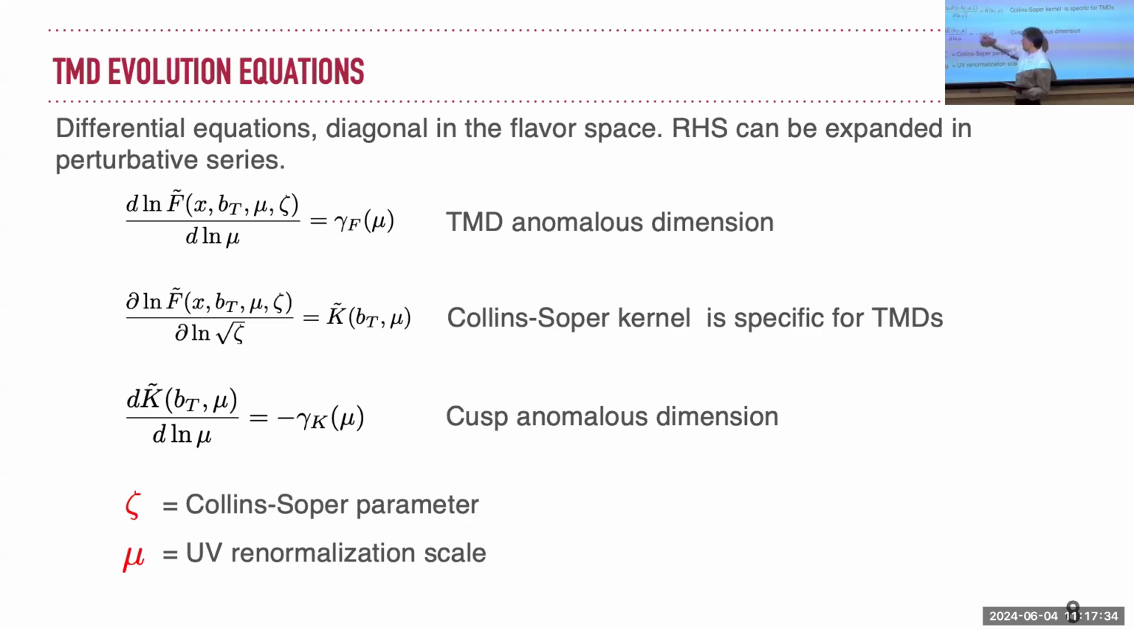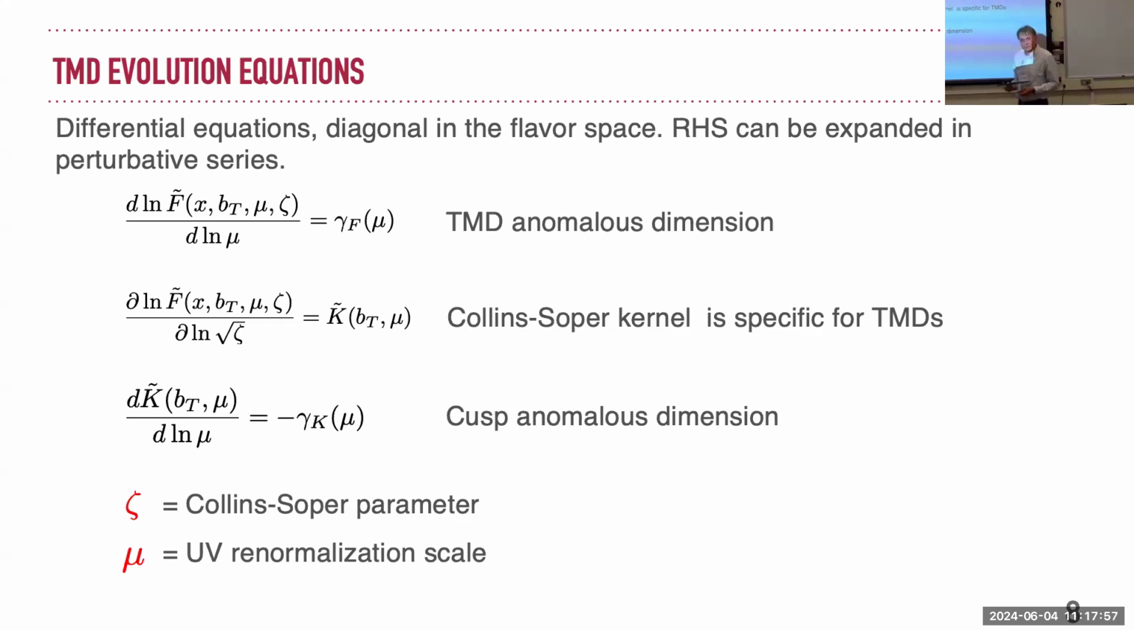And this is zeta, the so-called Collins-Soper parameter. Now, if you take this derivative of your operator, you find that it's a function not only of mu but also of bT. It doesn't just depend on mu, as here. This one doesn't depend on zeta, but this depends on bT as well. And this function is called the Collins-Soper kernel, which is specific for TMD.